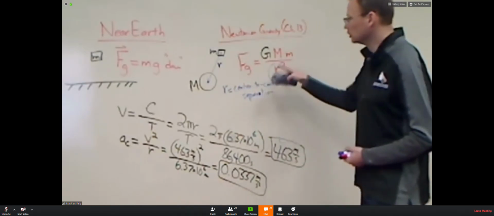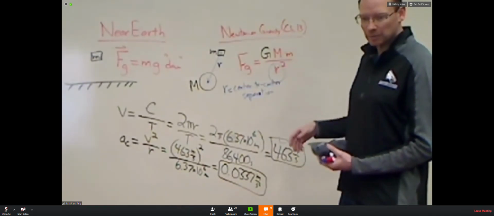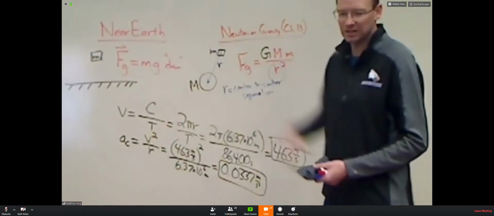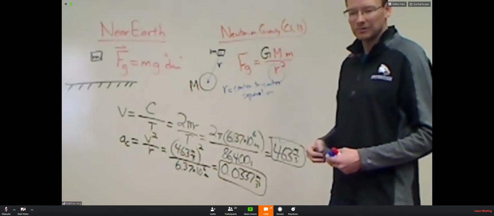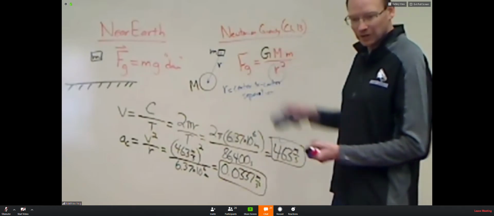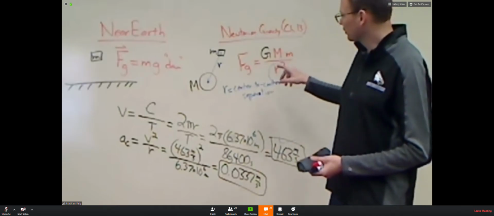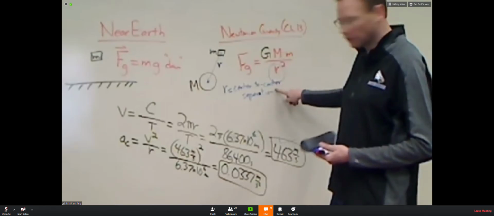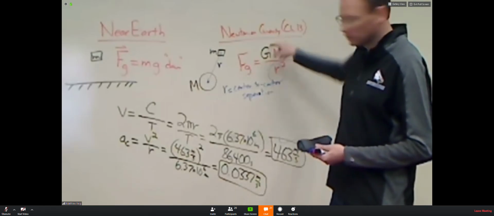But what if you're the moon? What if we want to calculate the gravity between the Earth and the moon? We can't do mass of moon times 9.8 because gravity is not nearly a value of 9.8 out to that great distance. We have to use this. And the important thing to know here is, how do you determine R? And what's the value of capital G?